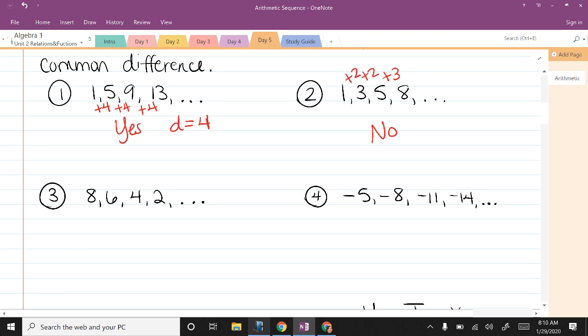8, 6, 4, 2. Do we see a pattern in 8, 6, 4, 2? What are they doing? Yeah, they're subtracting 2, and they're doing it every time, right? It works out every time, doesn't it? So, yes, it's arithmetic. And what's the common difference? Negative 2. Is that okay with everybody?